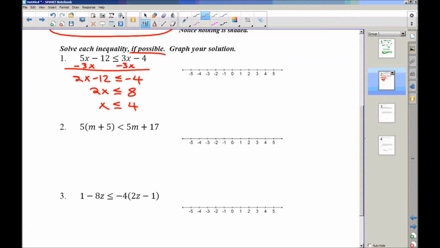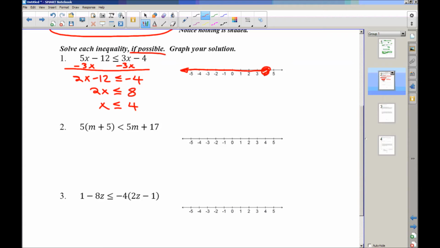So this solves just like normal. We have variables on both sides, but when we were done, we ended up with an x still left in our problem. So this has a solution set of the circle on 4, completely filled in because it's an equal to bar on 4. And then it says everything's smaller than 4, so we shade to the left. These are all the numbers that are smaller than 4.